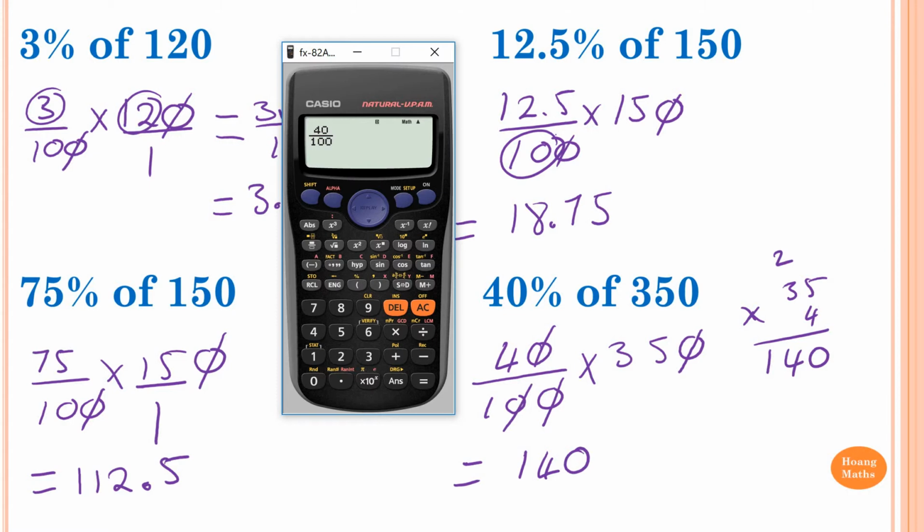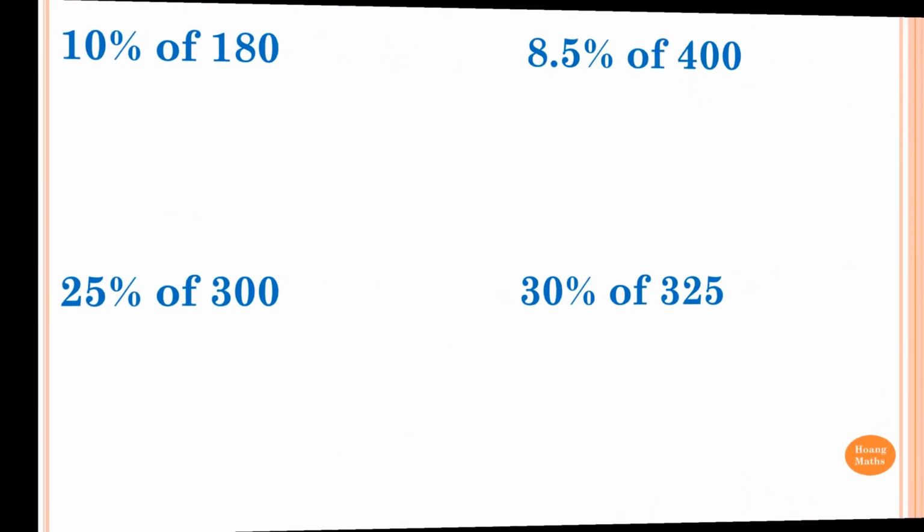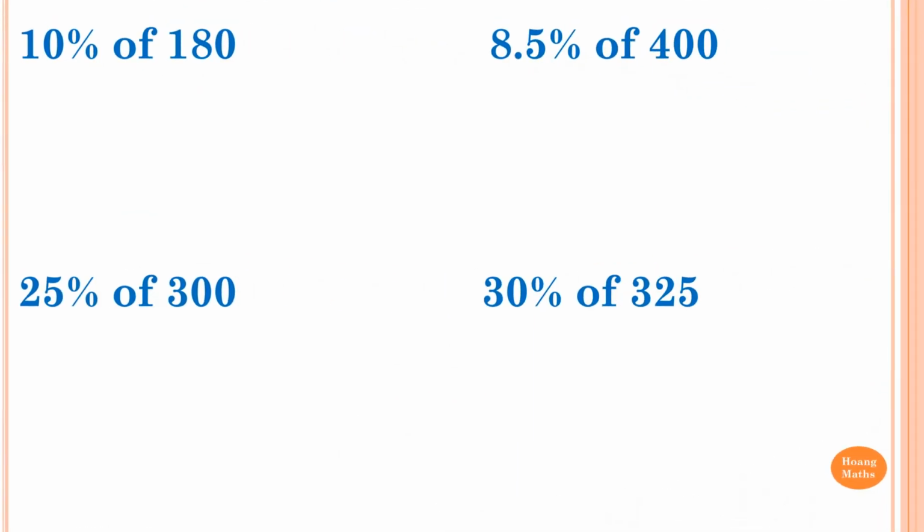Last one here, 40%, it means 40 per 100. And then I times by 350. Of course, you times 350. There you go, 140. Please stop the video and try this one yourself.